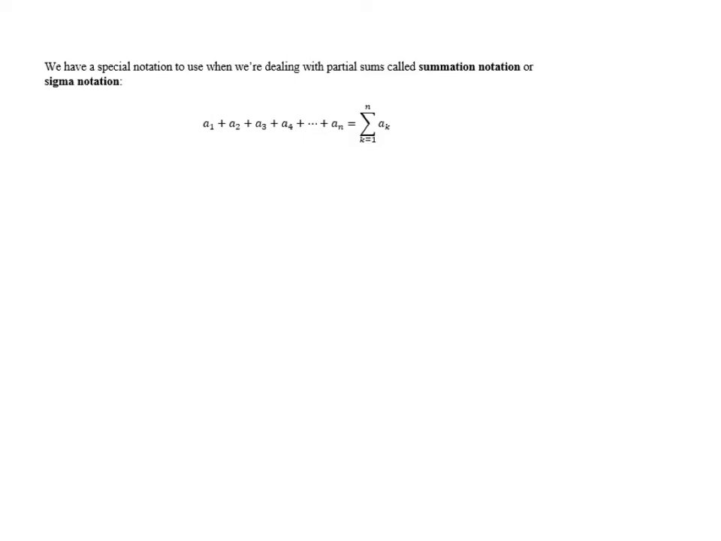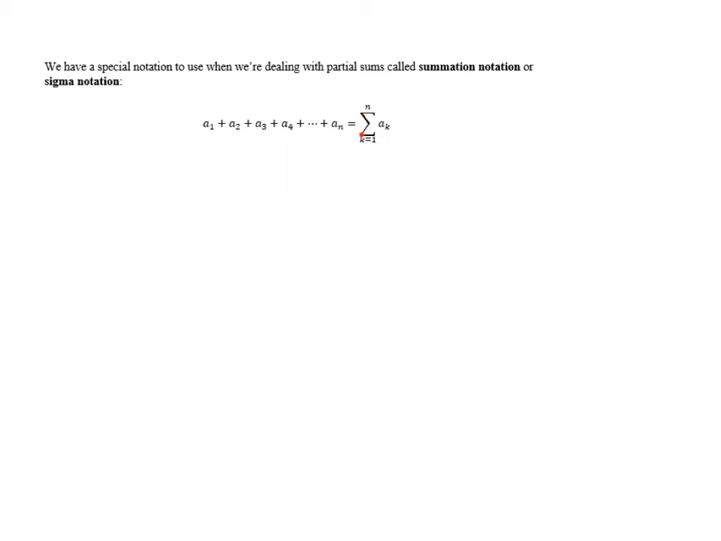We have a special notation to use when we're dealing with partial sums, and it's called summation notation or sigma notation. We call it summation notation because it's a way to designate a sum, and we can call it sigma notation because it uses the Greek letter sigma. And the way that we write this is a sub 1 plus a sub 2 plus a sub 3 plus a sub 4 all the way up to a sub n can be expressed as the following.